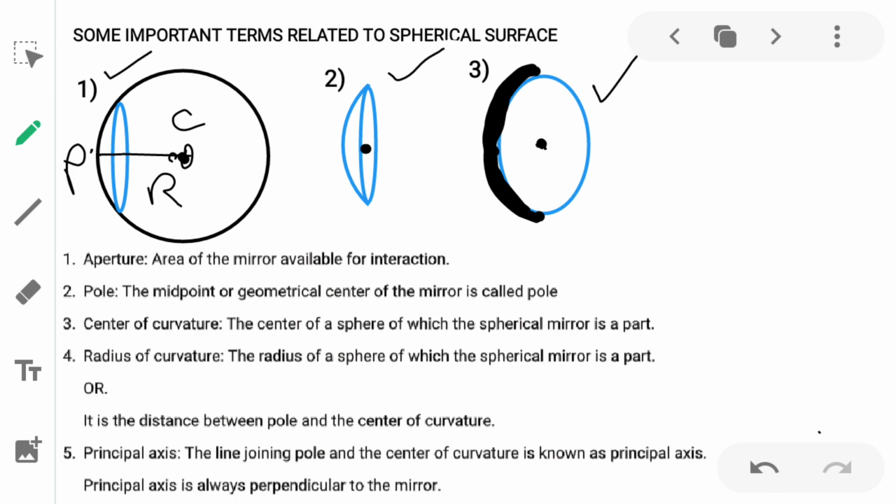The fifth point is principal axis. The line joining the pole and the center of curvature is known as the principal axis. So the line from P to C and its continuation is the principal axis. This principal axis is always perpendicular to the mirror.